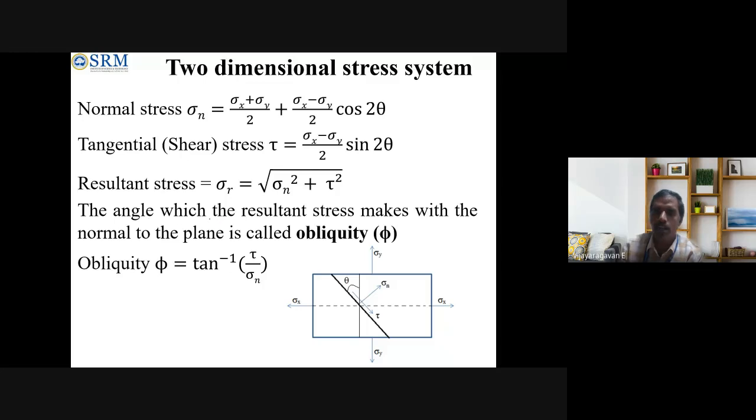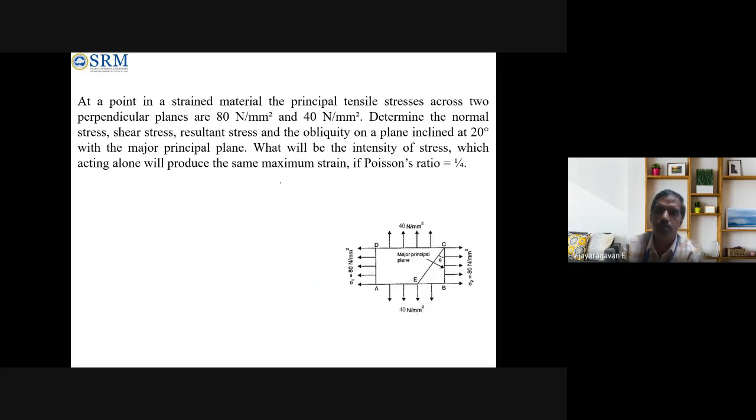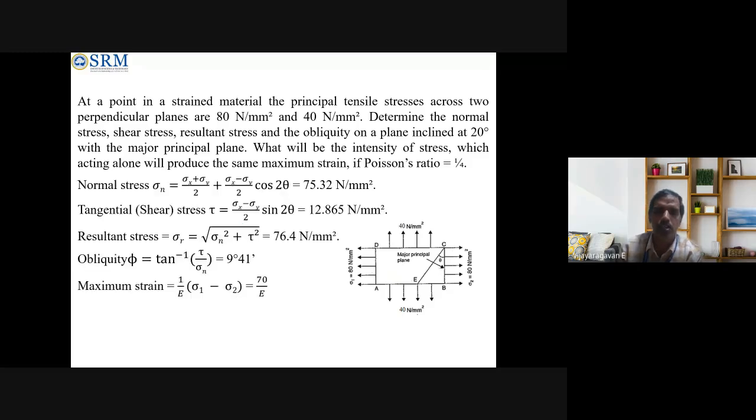The angle which the resultant makes with the normal to the given plane is called the obliquity angle. That obliquity angle is given by tan inverse of tau by sigma n. All these are direct formulas only. With these formulas, you can try out this problem. All the data are given, direct formula substitution, you can get the values.